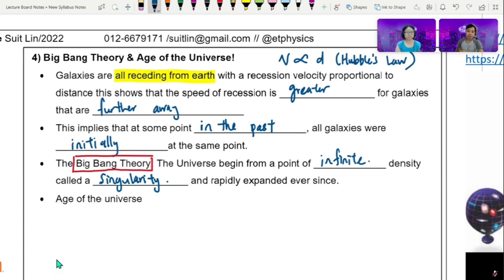Okay, so Miss Lee, what do you think about this Big Bang theory and how does that tell us about the age of the universe? I think if you look at the Big Bang theory, it's like saying that since everyone is moving away from us, the further you are away from us, the faster you are moving away. Sounds like a meme, right? It means that if I can rewind time, I can actually calculate the age of the universe.